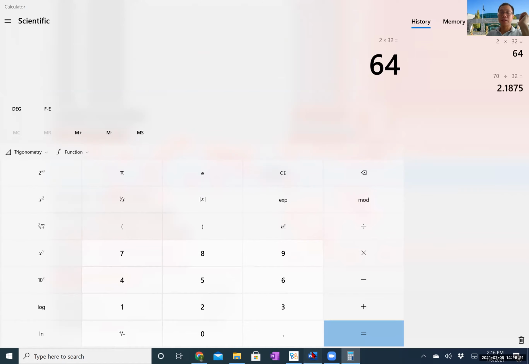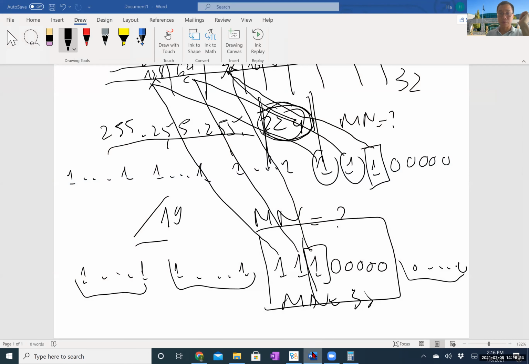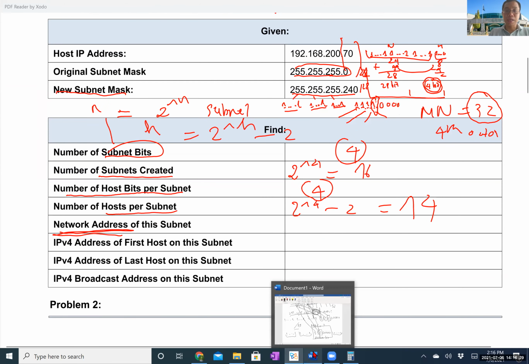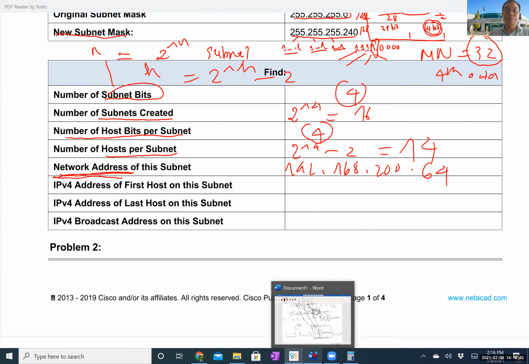So for this one, you know that this part keeps the same: 192.168.200.64. It is a network address. 64 is the network address. So the first usable address is the one that comes right after the network address. That's why you have 192.168.200.65 here. That is the first usable address in the network here.